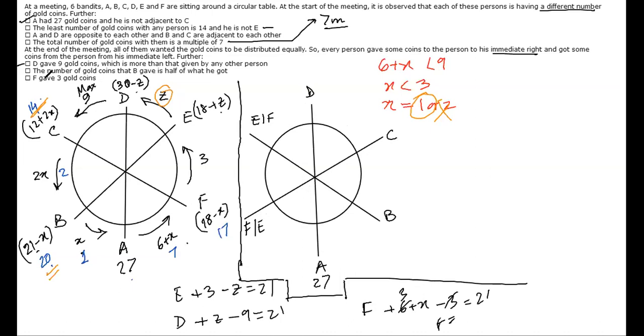Like here, what are the conditions to keep in mind? You cannot have anyone giving away 9 or more. Anything must be less than 9, and none of the values should be equal. Also, 14 is the least value and that should not be with E.